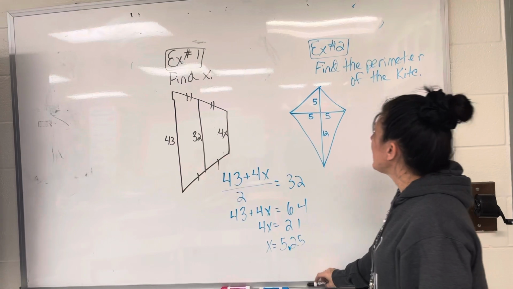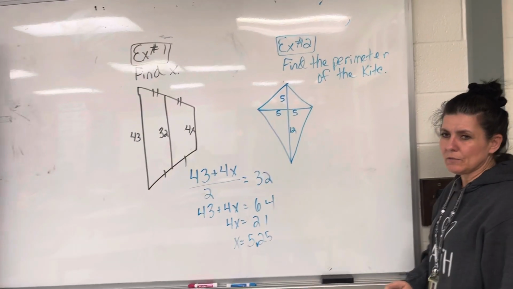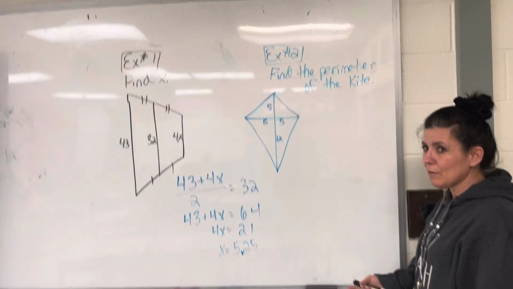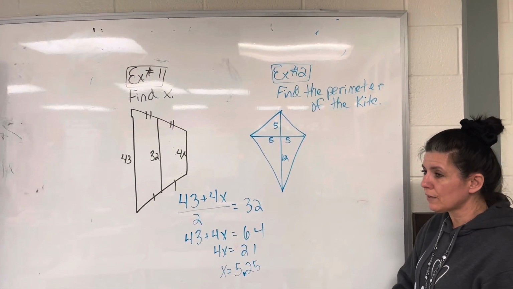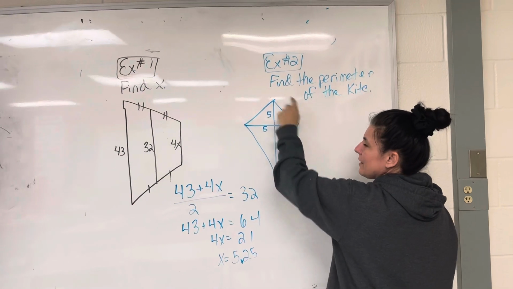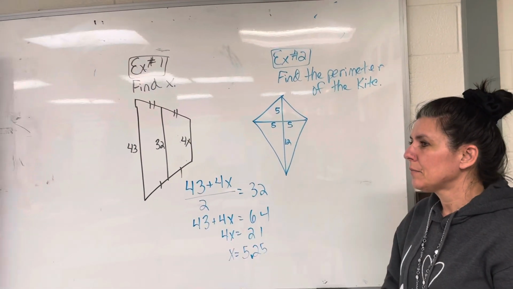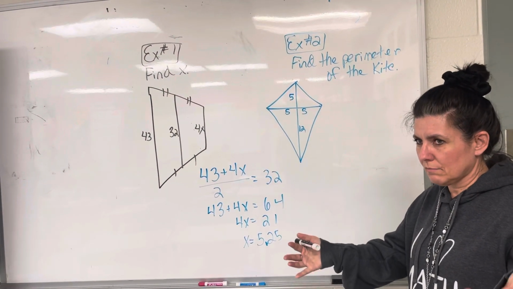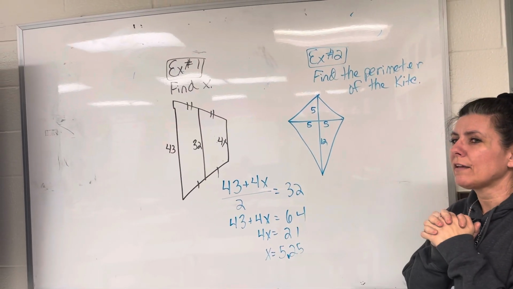The last one, we are asked to find the perimeter of the kite. So we know it's a kite. And going back to several years ago when you learned how to do perimeter, we need to add all of these outside lengths of the kite to find the perimeter. Any ideas how to start this? What do you think? Give me a wild guess.